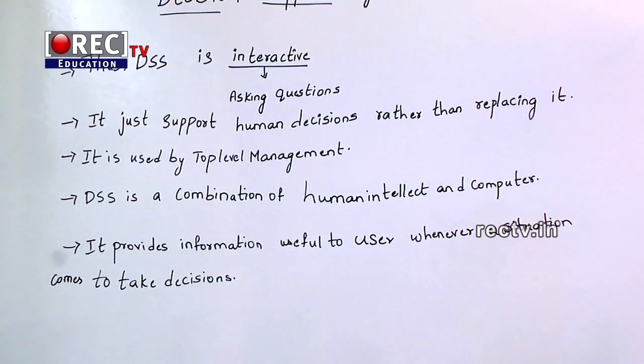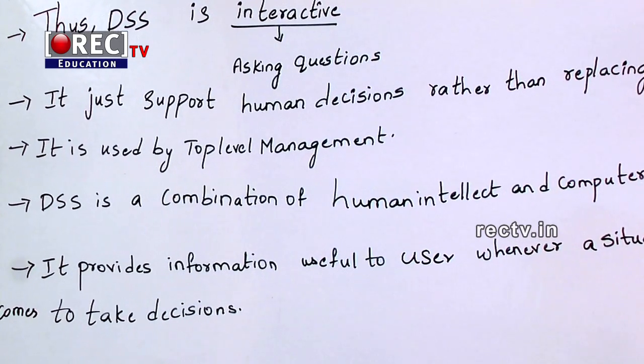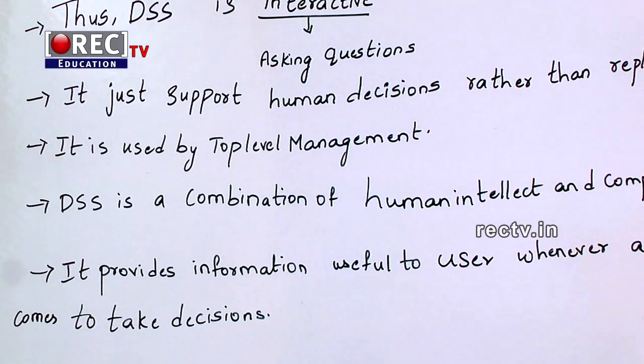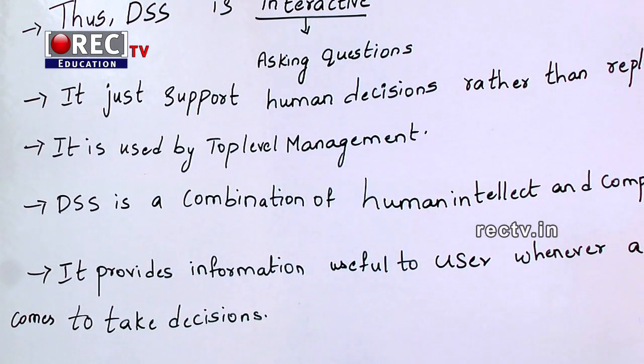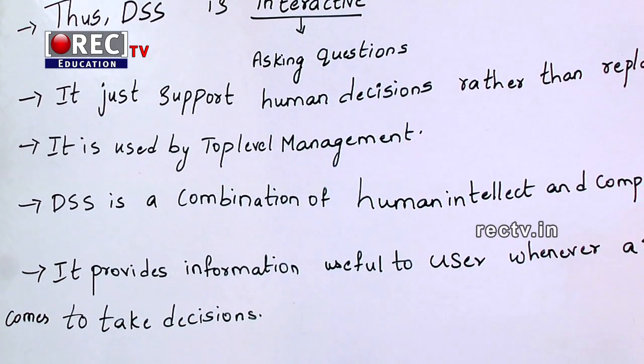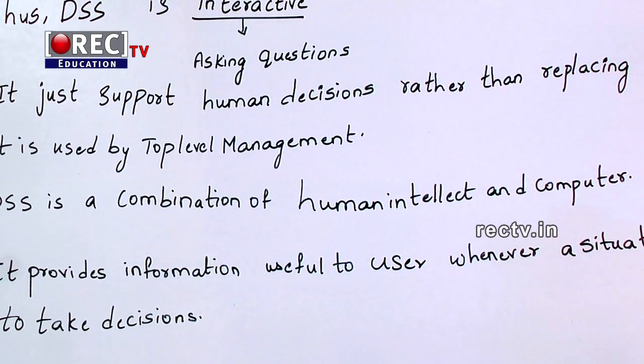It is used by the top level management. Here Rahul is the top level management. DSS is a combination of human intellect and computer. In the example, it is the user Rahul and a system. It provides information useful to the user whenever a situation comes to take decisions.